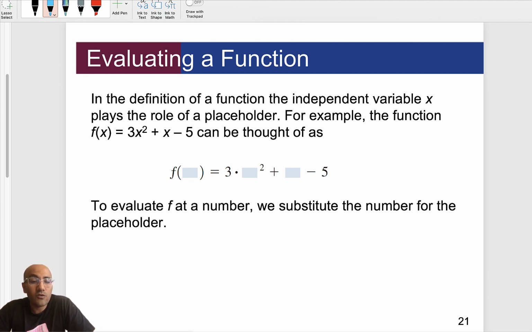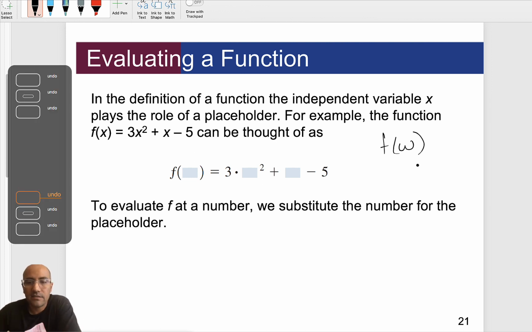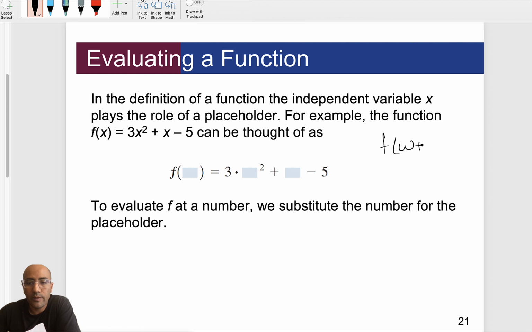But keep in mind that I could also replace it with another letter. I could say find f of w. All right, well that seems silly. All I have to do is let x equal w, so replace all the x's with a w. Or I could say let x equal w plus 3. Okay, that means I'd have to replace this with a w plus 3, replace this with a w plus 3, replace that with a w plus 3, and then simplify it from there. I might have to square this, combine like terms, and all that stuff.